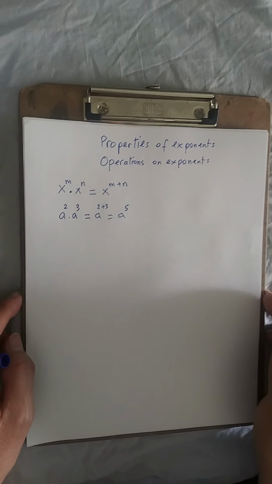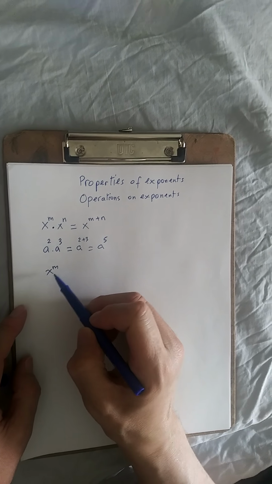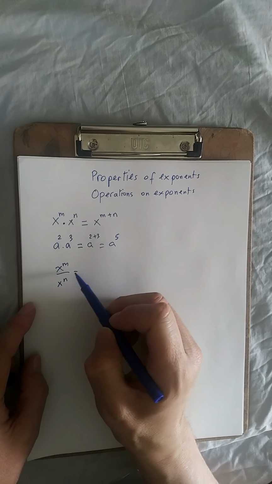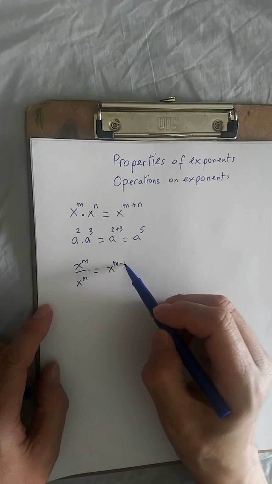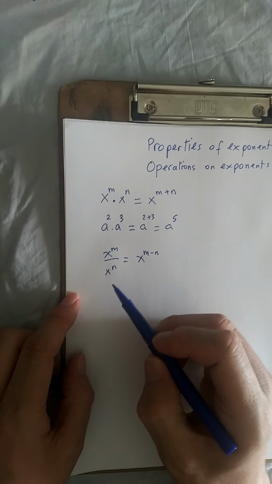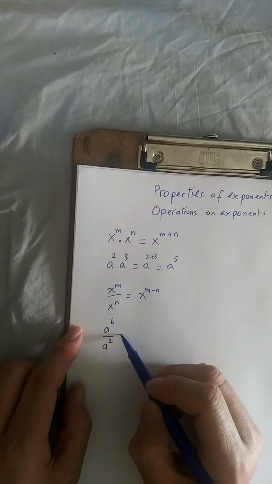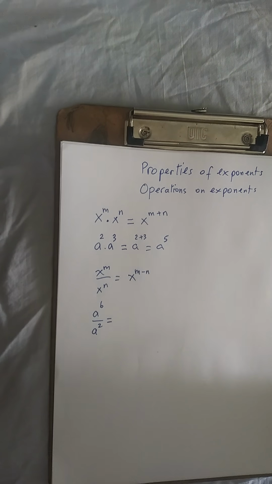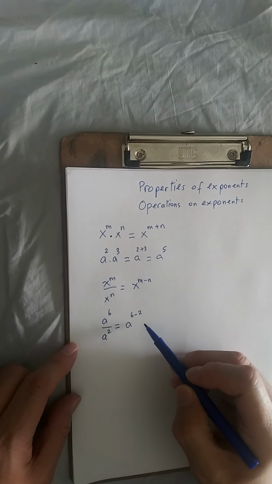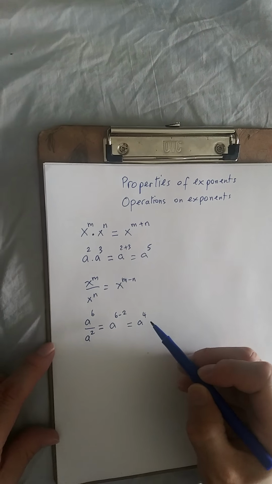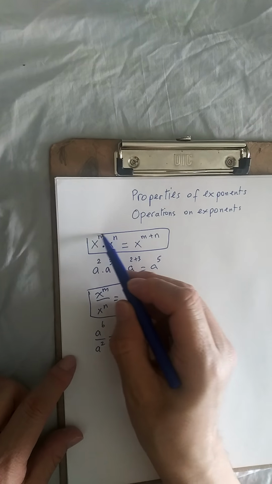The second property is when you divide terms with exponents like x to the power m over x to the power n, you subtract the exponents. So it'll be x to the power m minus n. And for example, a to the power 6 divided by a to the power 2 will be 6 minus 2 is 4. So this will be a to the power 6 minus 2, which is a to the power 4. So that's the second one. This is the first one.